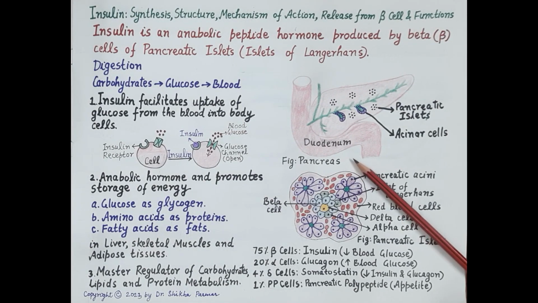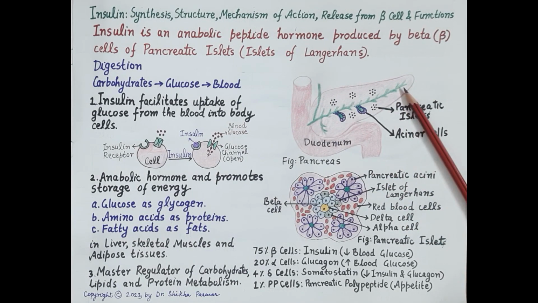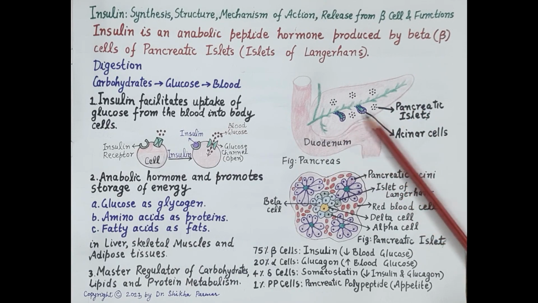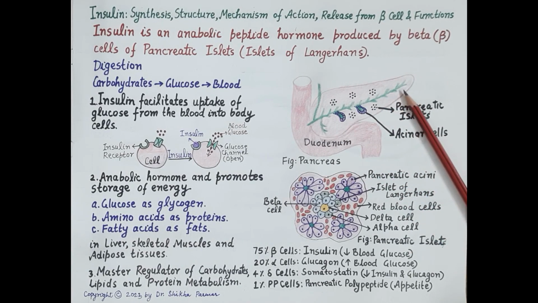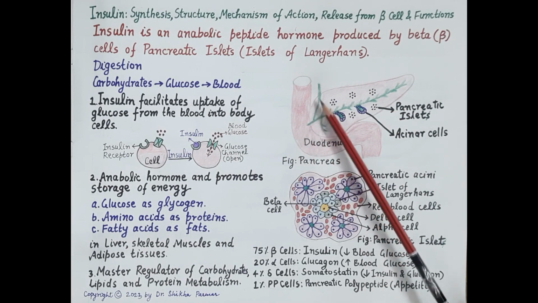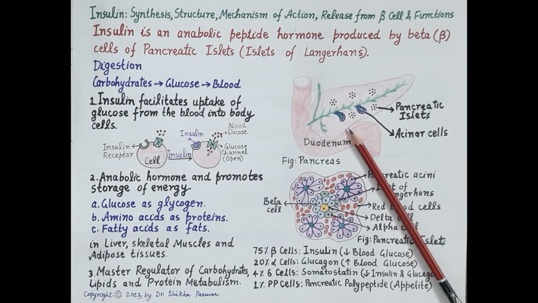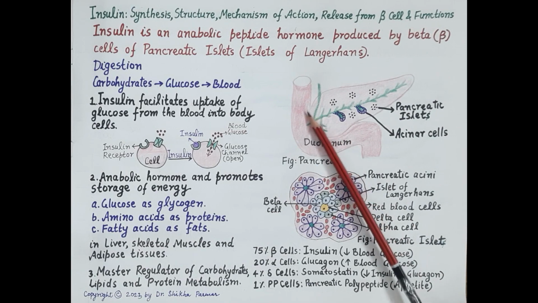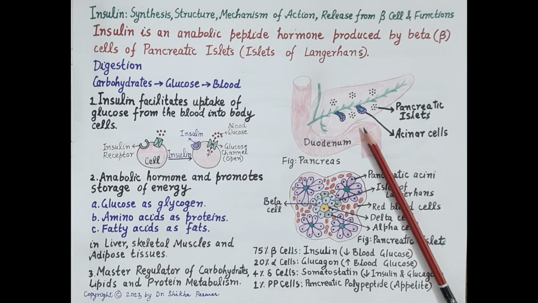Now look at this figure. It shows structure of pancreas. Pancreas is a long, slender, thin organ around 12 to 15 centimeter long. It is located in the abdominal cavity. This part of the pancreas is called as the head. It lies in the curve of duodenum.